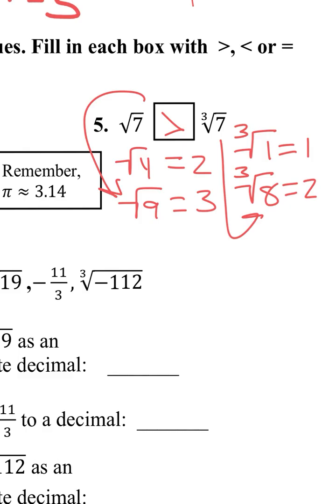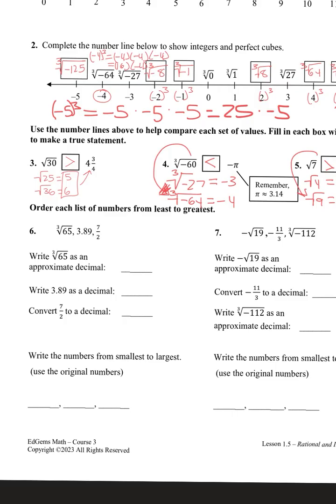All right, let's talk about 3, 4, and 5. Sorry, we just got done with 3, 4, and 5. Let's talk about 6 and 7. In 6 and 7, they don't want us to compare. They want us to order each list of numbers from least to greatest, and we are going to use the chart at the top for numbers 1 and 2.